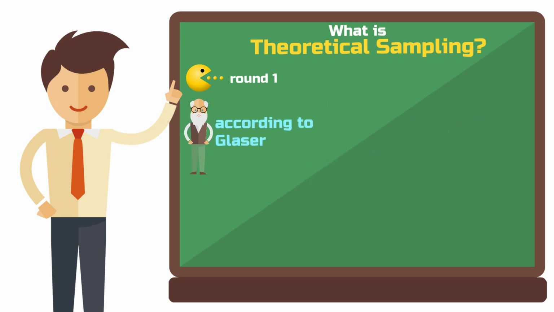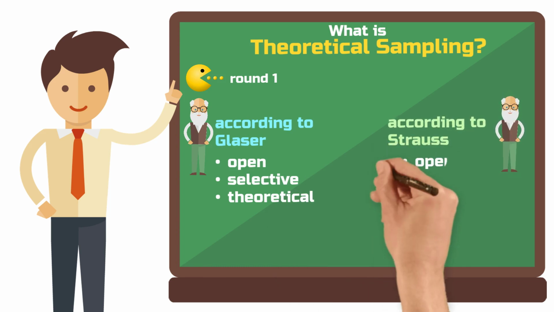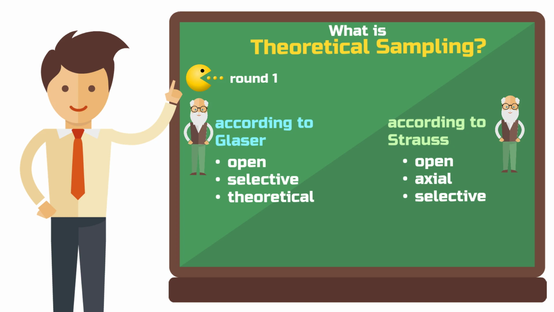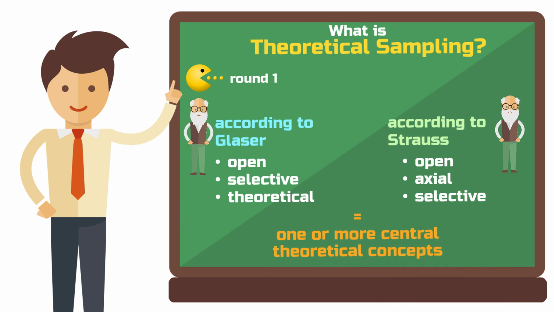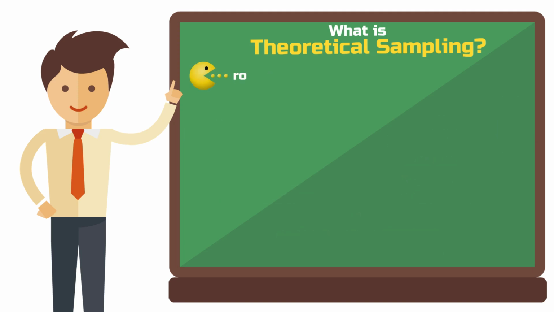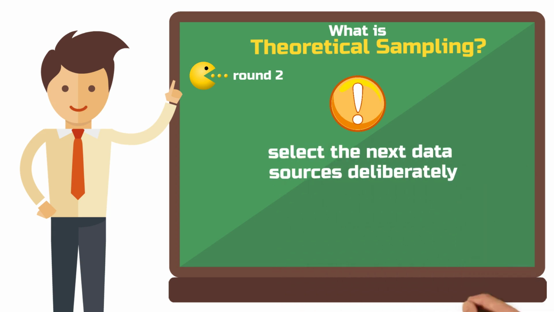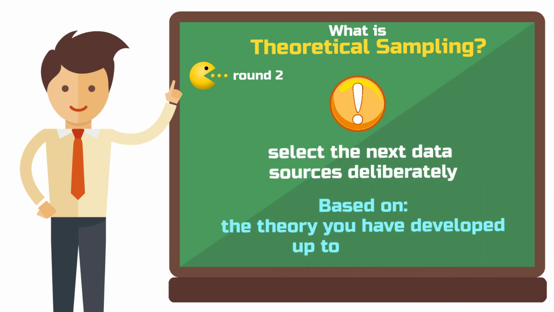After performing open, selective, and maybe theoretical coding according to Glaser, or open, axial, and selective coding according to Strauss, you have identified one or more central theoretical concepts. You may already suspect connections between them or have identified subthemes. The fact is, your theoretical idea is still in its infancy. To solidify it, you need new data. This is where theoretical sampling comes into play. This time, you make your selection deliberately based on the theory you have developed at this point.